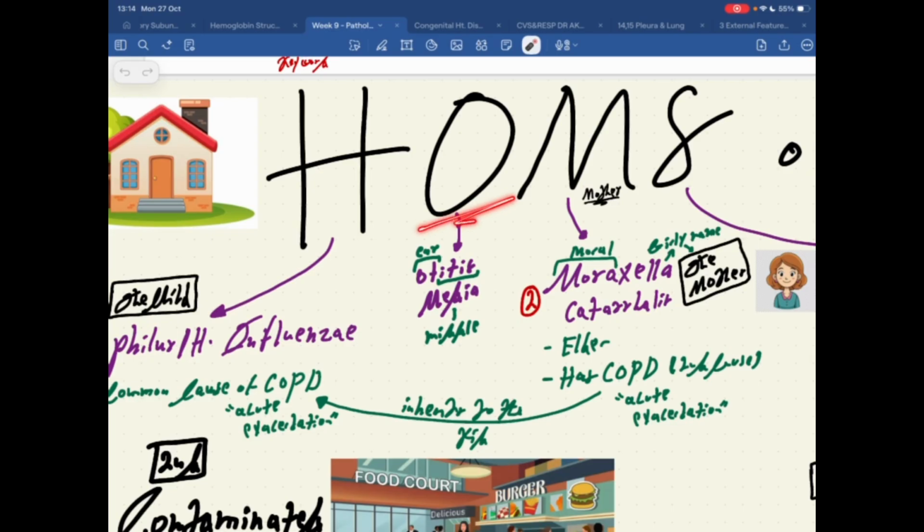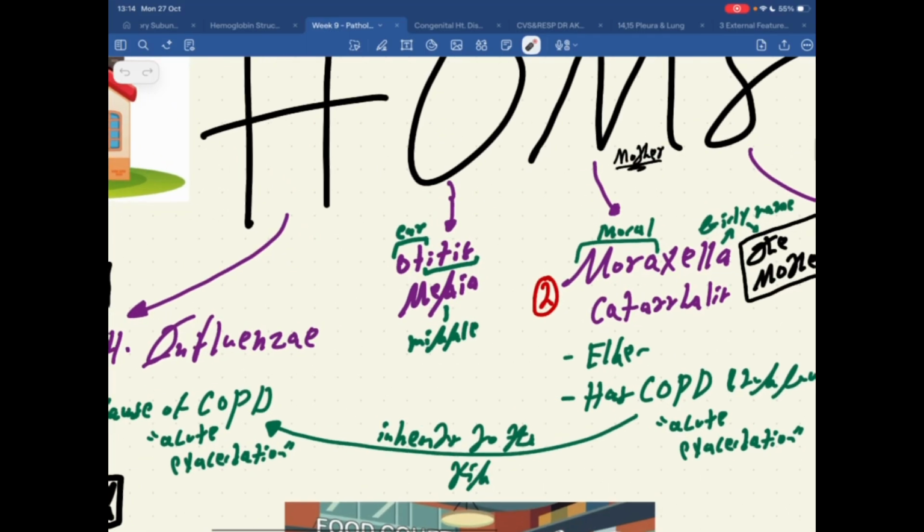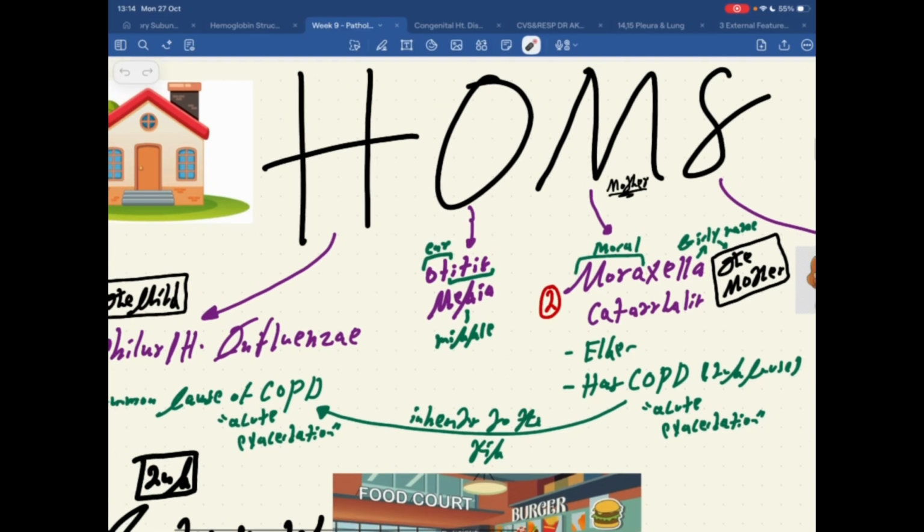So here O stands for otitis media. Let's break down the word. OT here means ear. Itis, as you all know, means inflammation. And media is like middle, okay? So it's inflammation or infection of the middle of the ear, okay? And why is this here? Because it is a common feature between all of those 3 bacteria, okay? It's a common feature that all of those share in common, okay?